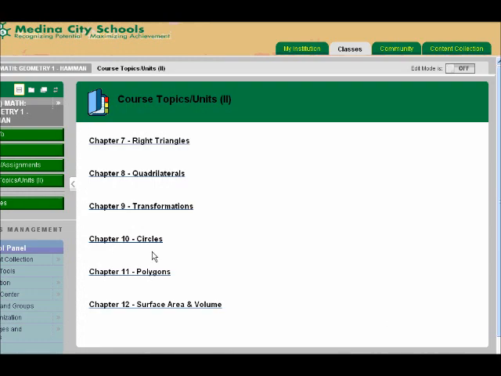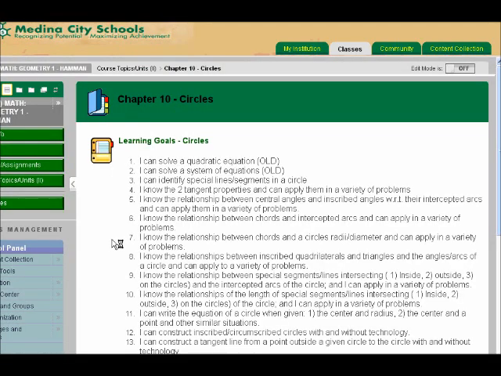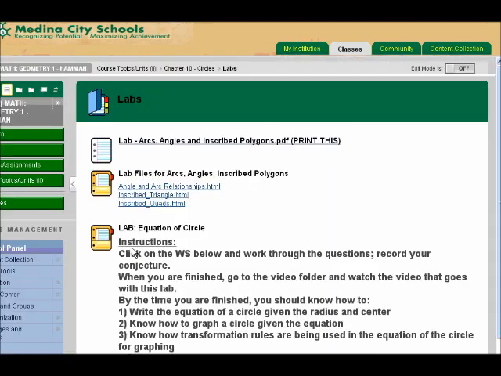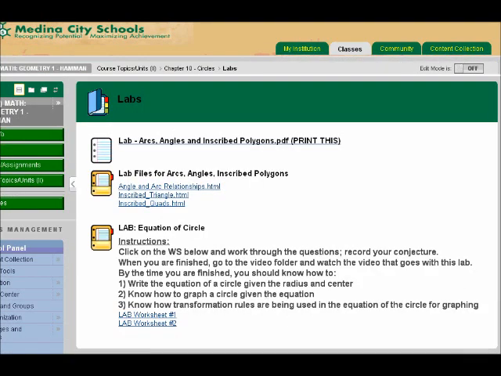In Blackboard you should go to Chapter 10 in Circles and then scroll down to the Labs folder. In here I had some instructions for you to complete this circle lab. At this time, if you've not taken the time to work through this on your own, you should stop the video, go back, work through the lab, and then come back and watch the video. Okay, if you have already worked through it, we're just going to take a quick peek at what you did.